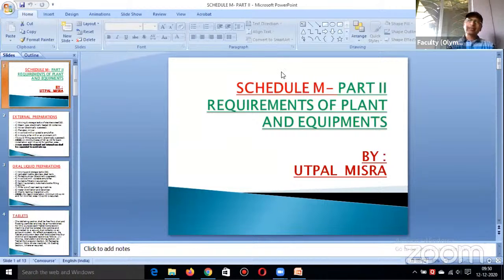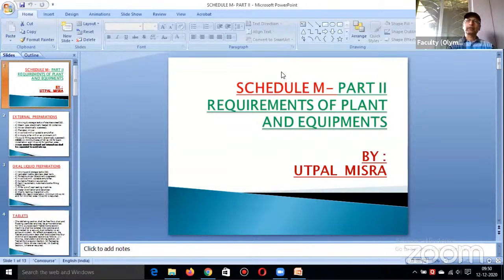Now, it has some general part. That part is common for all kinds of dosage forms, say tablet or liquid, oral liquid, or capsule or injectables. Some part of Schedule M is common for all the manufacturing units, which you have to maintain, the facilities you have to provide. That part is the general part.